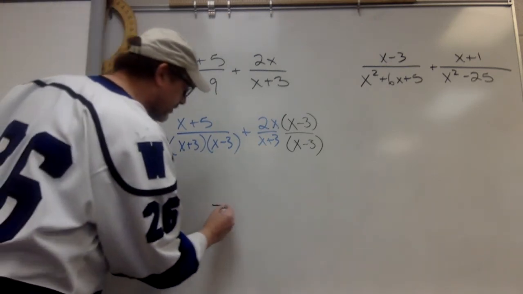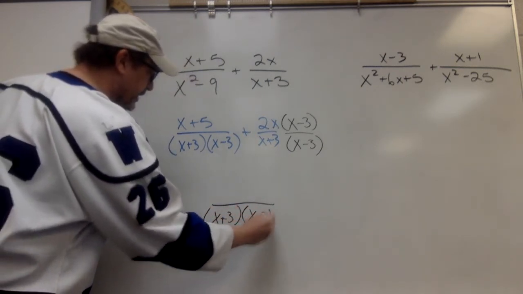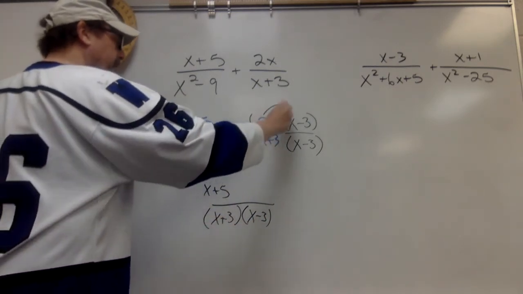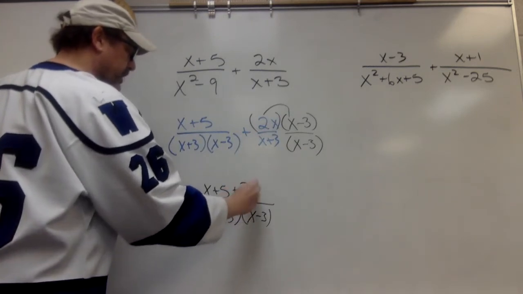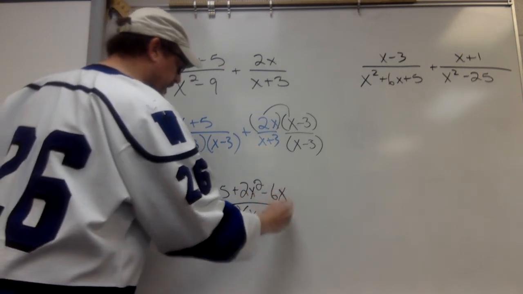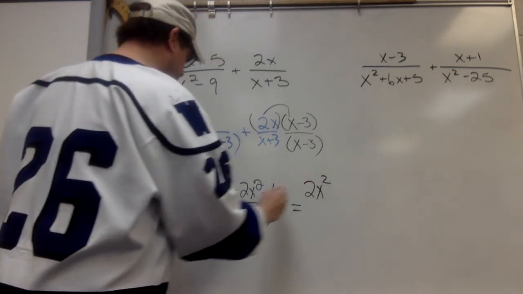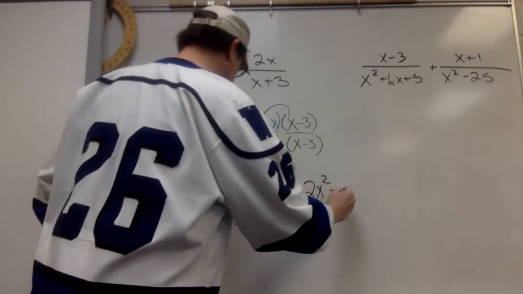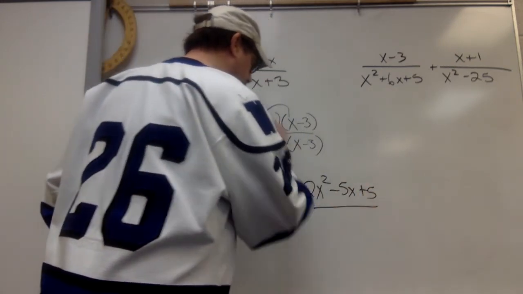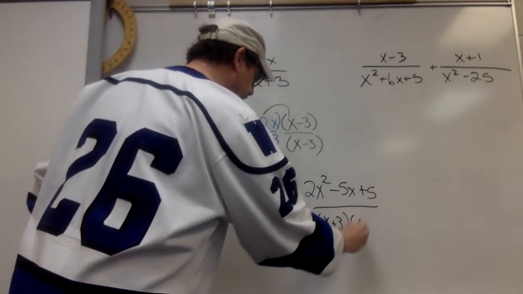Our denominator, we now have common denominators, x plus 3 over x minus 3. That's not multiplied by anything. Distributive property, 2x times x is 2x squared. 2x times negative 3 is minus 6x. I'll put that in a more standard form. 2x squared minus 6x minus 5x plus 5 over x plus 3, x minus 3.